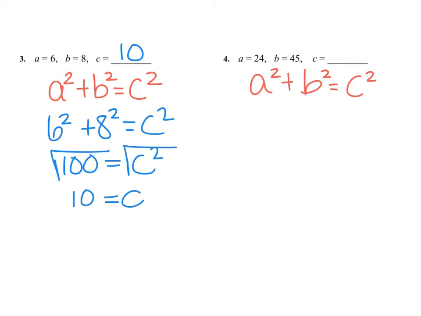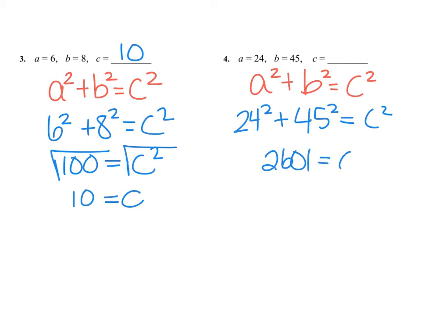All right, so we'll have 24 squared plus 45 squared is equal to C squared. So again, use your calculators. And I'll get 2,601 is going to be equal to C squared. And now we're going to take the square root of it. So we'll take the square root of that, and I'll have 51 is going to be equal to C.